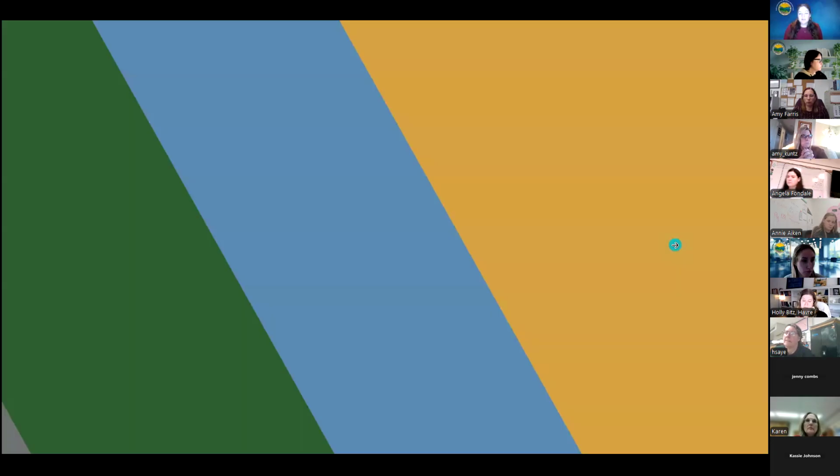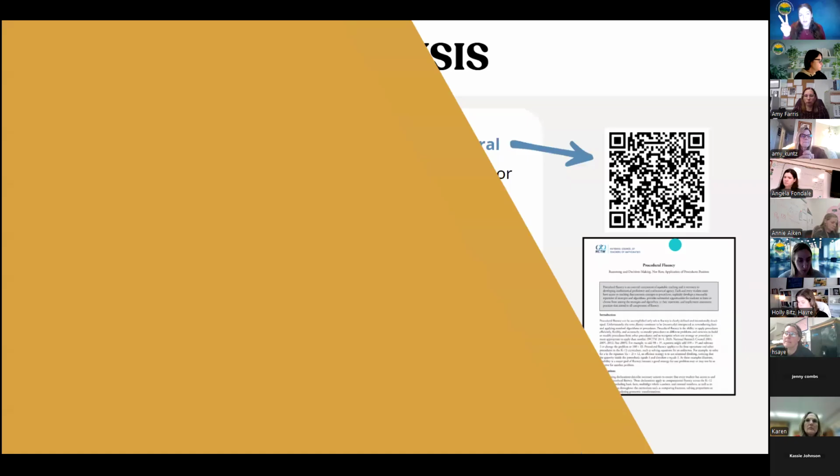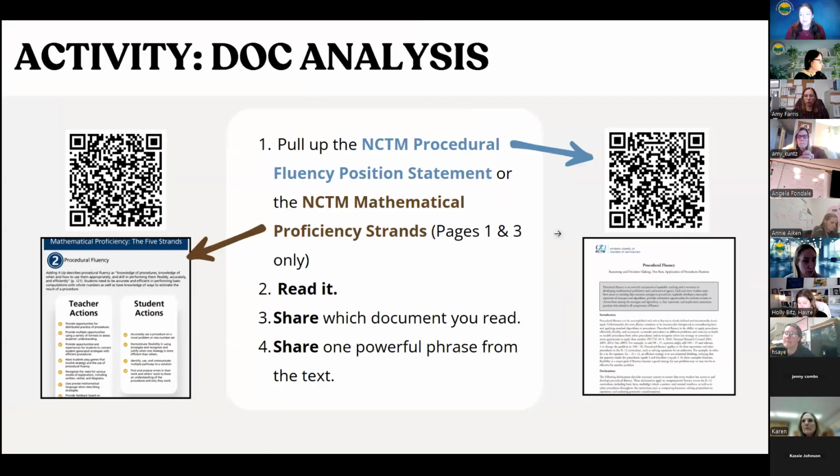So we're going to take a moment, and I've got 2 options. You can pick your path, pick your adventure, and there are 2 documents here. You can pick one of them to read, and then we're going to share one powerful phrase that we saw. If you're on a cell phone, this 5 strands document is going to be easier to navigate. If you're a visual person, you like things in nice boxes, this one might be a little better. If you want something a little shorter and more clear cut, the position statement is going to be good for that. And with this 5 strands one, we're just looking at pages 1 and 3.